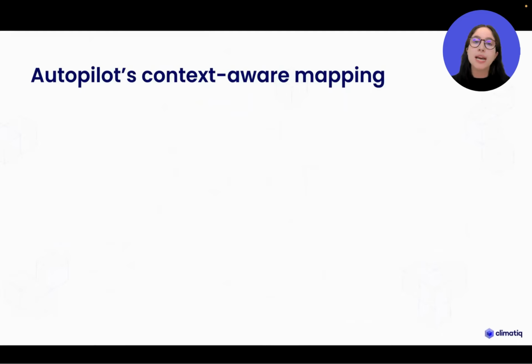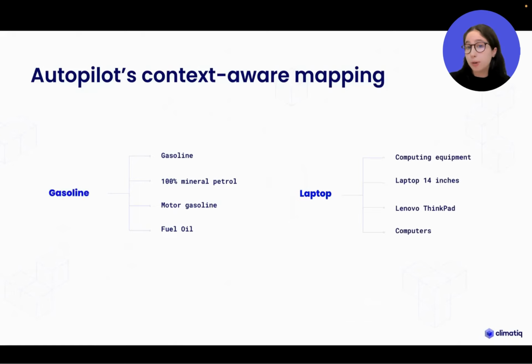As an example, if you require emission factors for gasoline, Autopilot will provide factors related to the identical search word, as well as other related items and activities. Similarly, if you input the word laptop, Autopilot will be able to deduce that this is associated with computers, and also provide detailed emission factors around laptop types. This is where the context-aware element comes in.